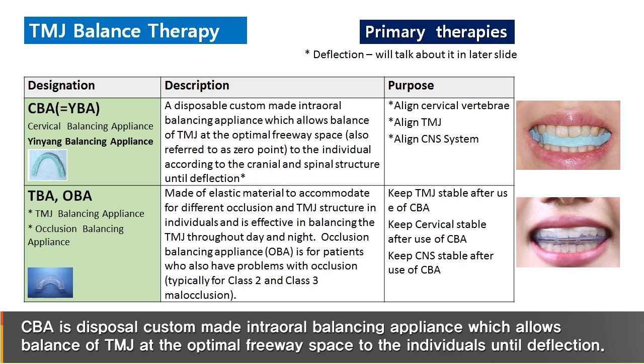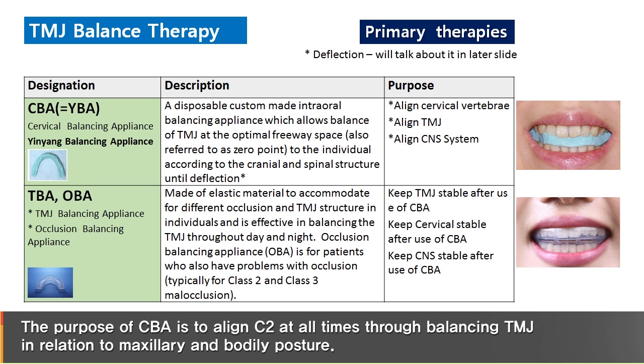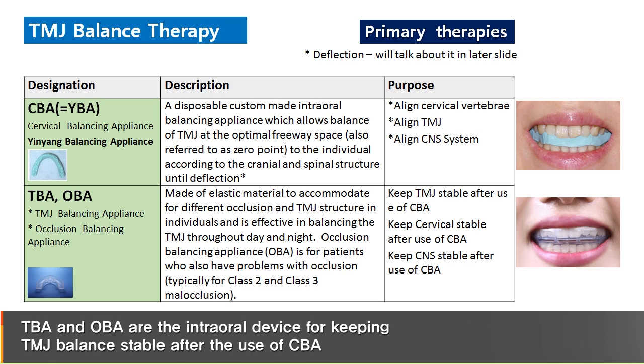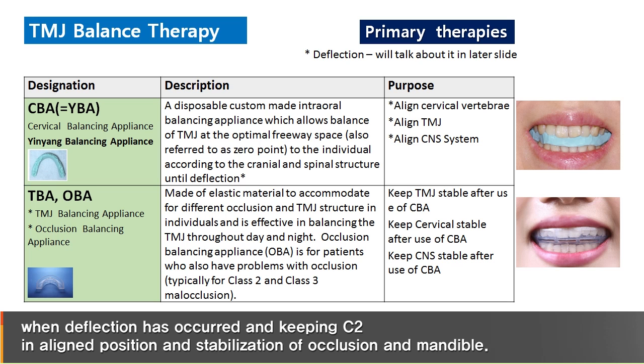CBA is a disposable custom-made intraoral balancing appliance which allows balance of the TMJ at the optimal freeway space to the individual until deflection. The purpose of CBA is to align C2 at all times through balancing the TMJ in relation to maxillary and bodily posture. TBA and OBA are intraoral devices for keeping TMJ balance stable after the use of CBA when deflection has occurred, keeping C2 in aligned position and stabilizing the occlusion and mandible.